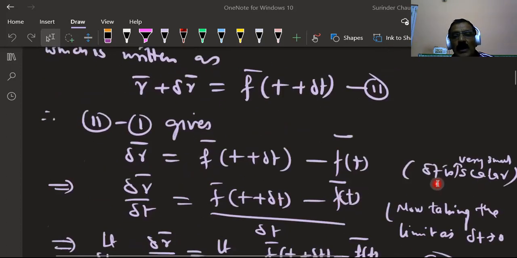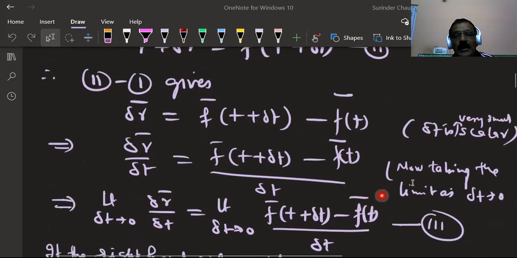Now we divide by delta t, and take the limit as delta t tends to 0, which means we are finding the derivative at the point P at any time t. Limit as delta t tends to 0 of delta r vector over delta t equals limit as delta t tends to 0 of f vector of (t plus delta t) minus f vector of t, over delta t.